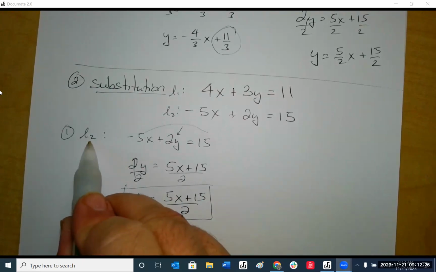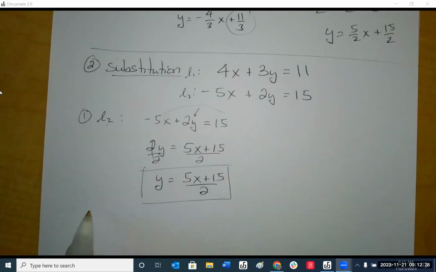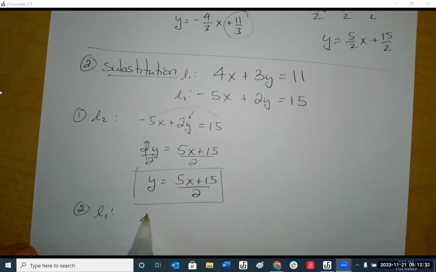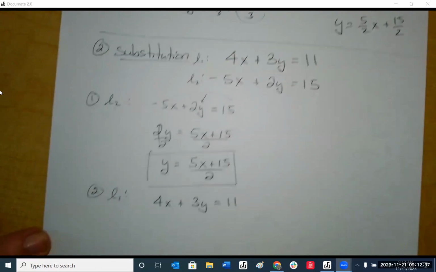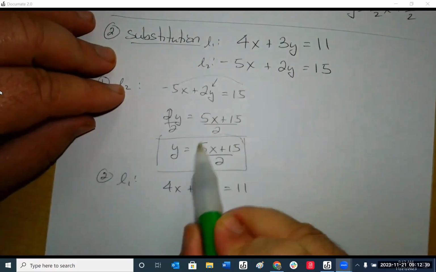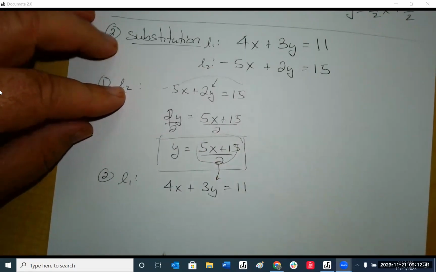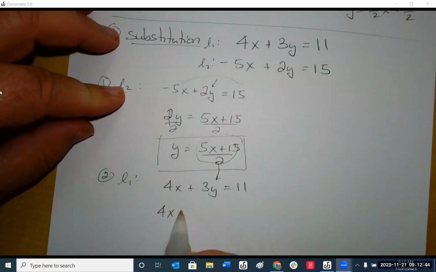Since I used line 2 here, I now go to line 1, which is 4x plus 3y equals 11. Anywhere I see a y, I put that in its place.